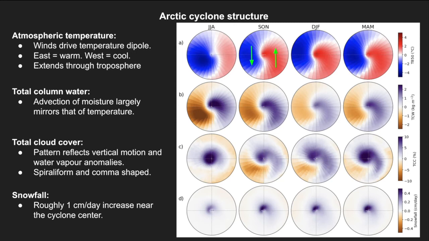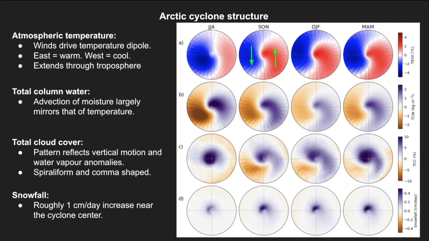But in each season, you get this kind of large anomaly in total cloud cover near the center of the cyclone. And associated with this, you also get snowfall anomalies. That's what I have plotted in the final row at the bottom. And it's about 1 centimeter per day increase in snow depth in each season outside summer, which is slightly less, near the cyclone center.